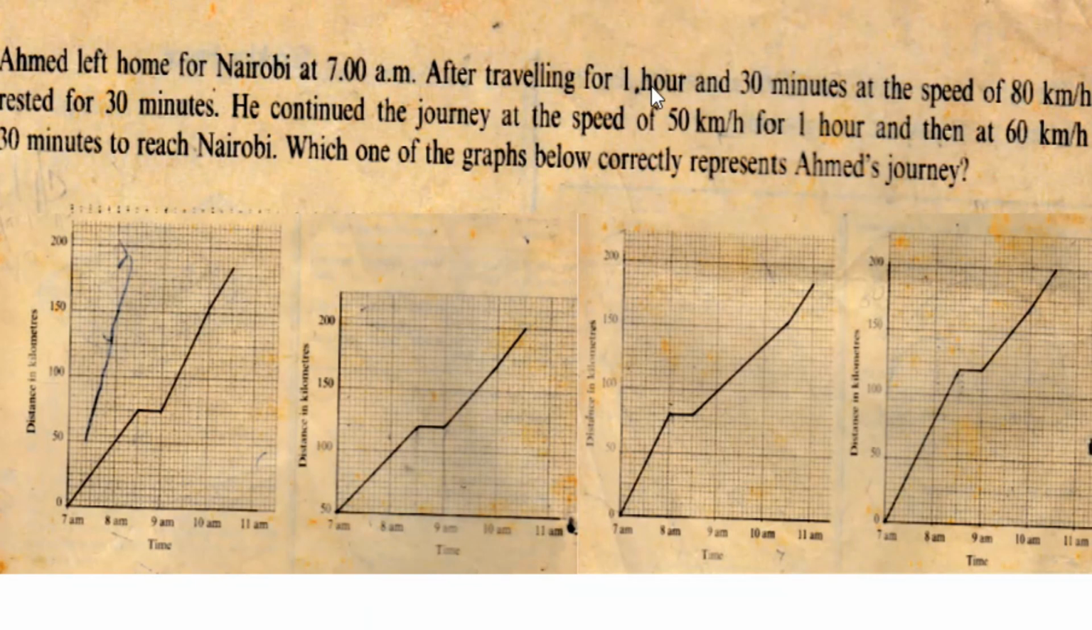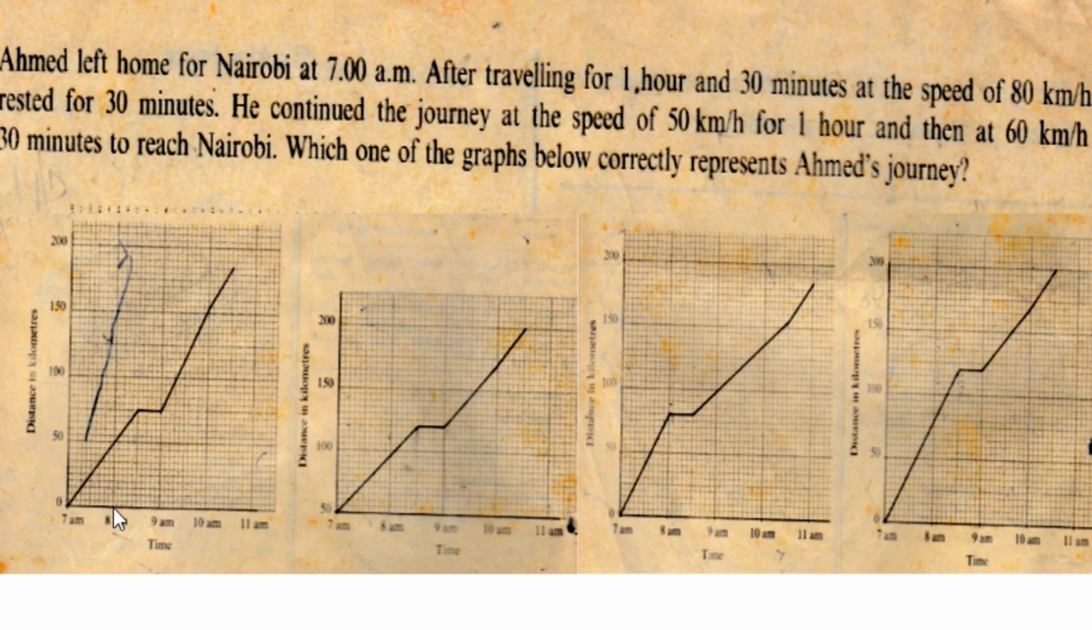So we are told that after traveling for 1 hour and 30 minutes at a speed of 80 kilometers per hour, let's determine this speed of 80 kilometers per hour to eliminate some other graphs. So the speed of 80 kilometers per hour means for every hour, it should cover a distance of 80 kilometers. So let's see the first hour for the first graph. And before we do that, we need to know the scale on the vertical axis. This is just like the other graph we have discussed. 50 kilometers are within 10 small squares. So every small square is 5 kilometers.